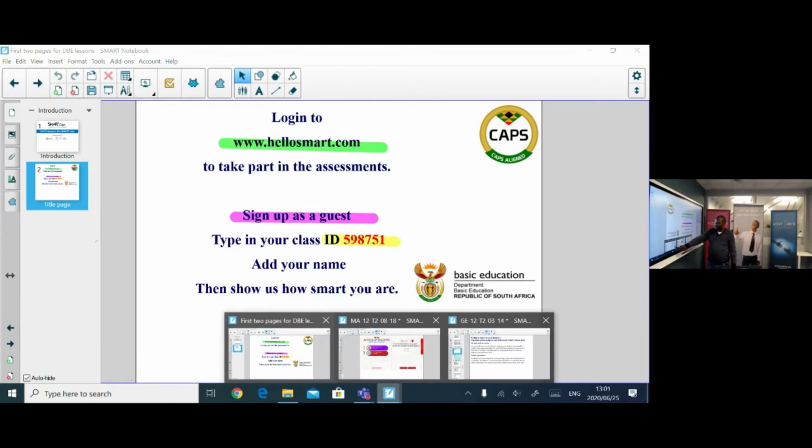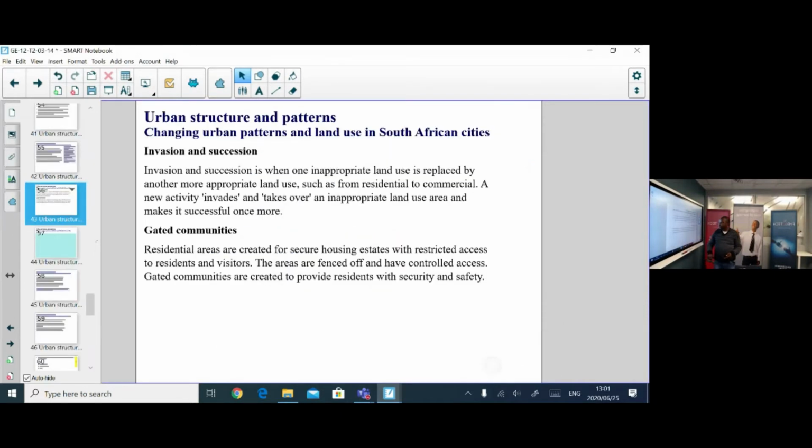We are going to be looking at our lesson, which is a continuation of the lesson that we had yesterday. We are looking at changing land, changing patterns in the urban areas of South Africa. So let's go to a slide that we looked at yesterday, and then we are going to go to other slides that we didn't look at yesterday.